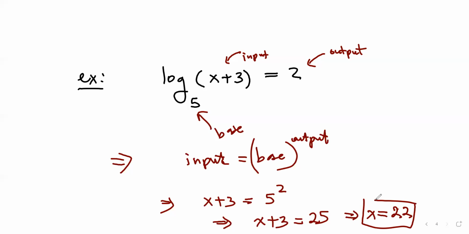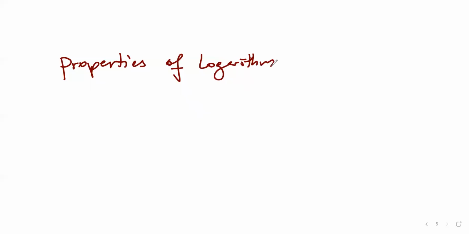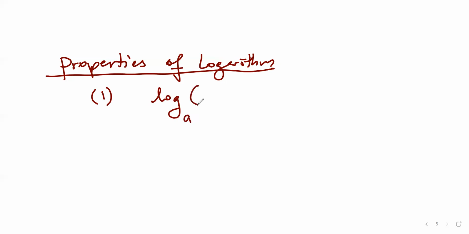Okay, now I want to talk about some properties, because we know this conversion, so we can easily derive properties as well. So, properties of logarithm. The first property is, if you have a log with the base a, and then you have, let's say, 1 here. Imagine this is equal to x. How will you convert this? You will convert this to an exponential like this.